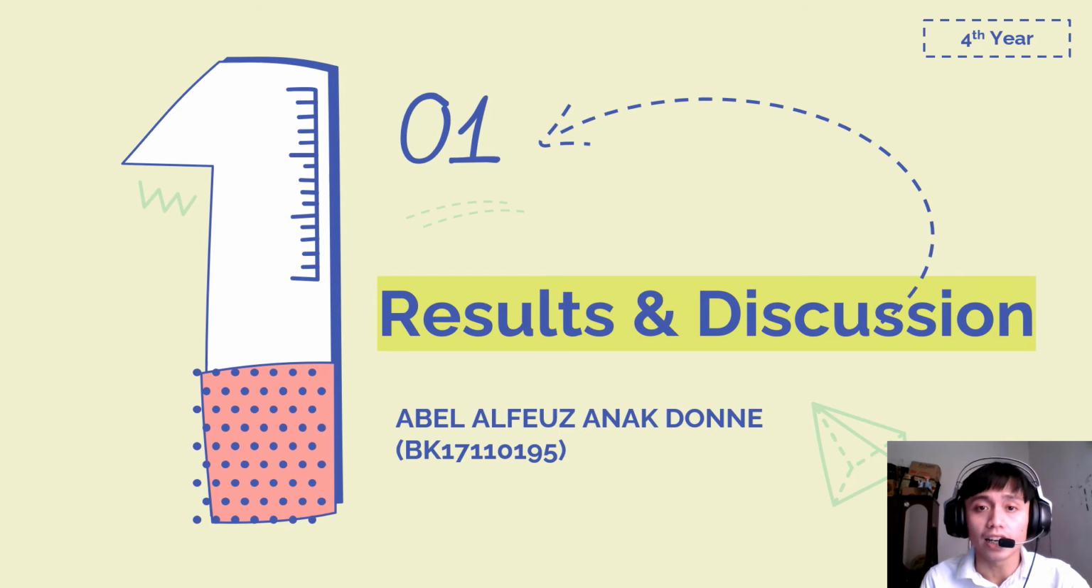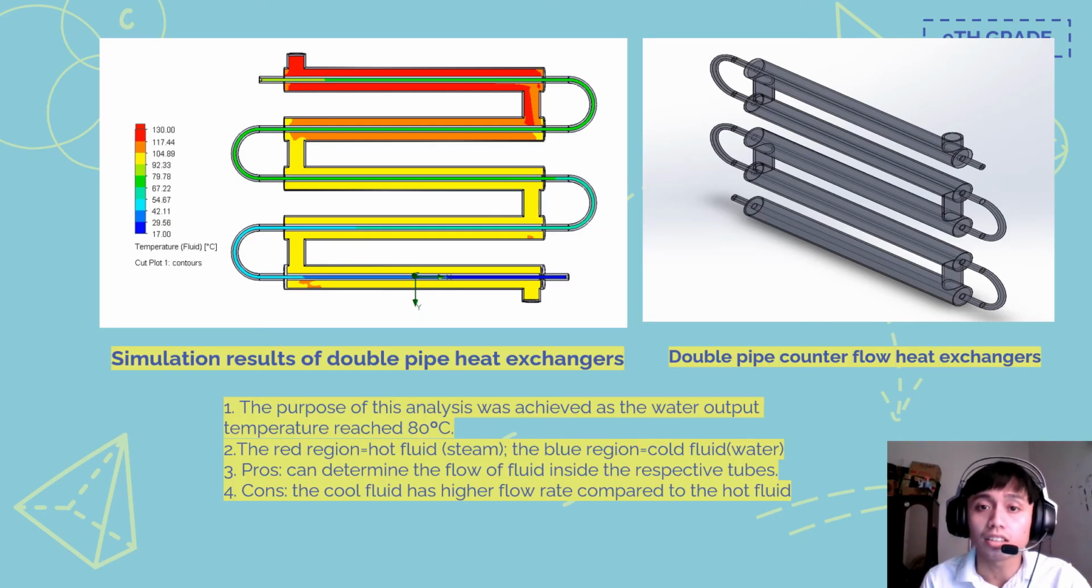Salam sejahtera, I am Alfeuz. For today's presentation, my content includes the results and discussion. The purpose of the simulation analysis is to specify the design to produce a water output temperature of 80 degrees Celsius. The flow simulation is used for the flow region in the double pipe because it is best suited to determine the temperature contour of static temperature.